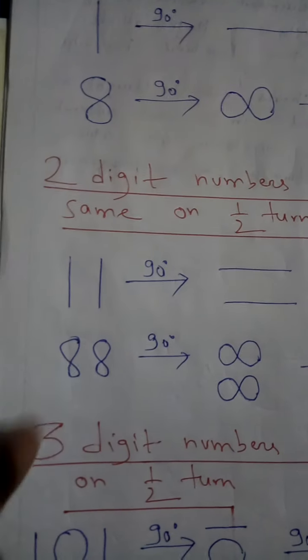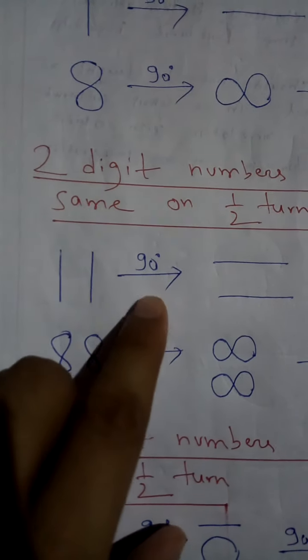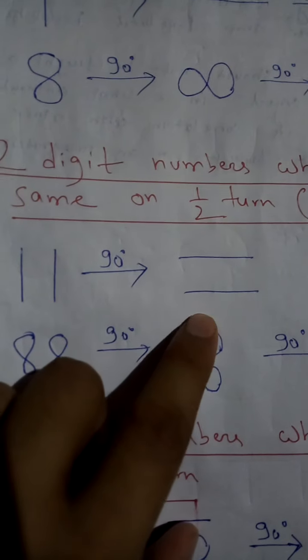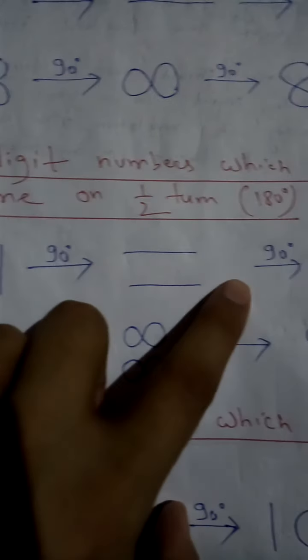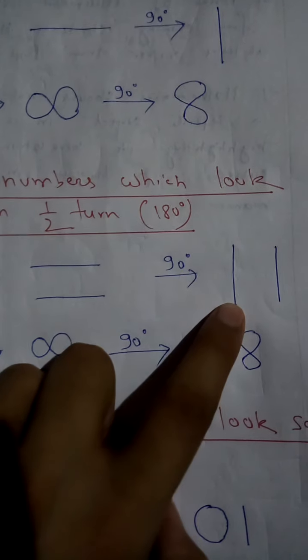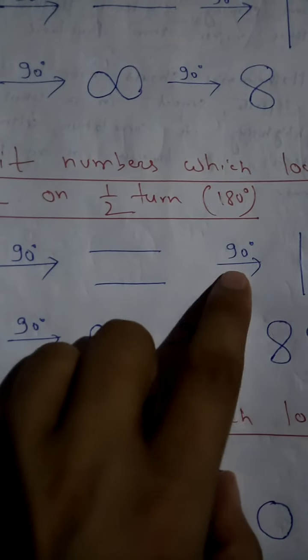The first number is 11. 11, if you give a 90 degree turn, it looks like this, and again if you give a 90 degree turn, it looks again the same, 11. So here 90 plus 90, 180 degree turn.